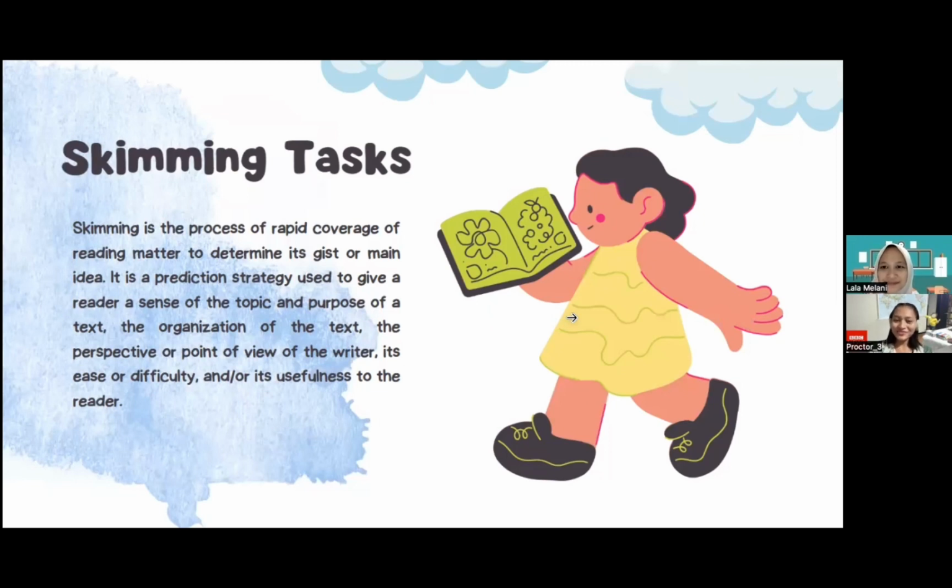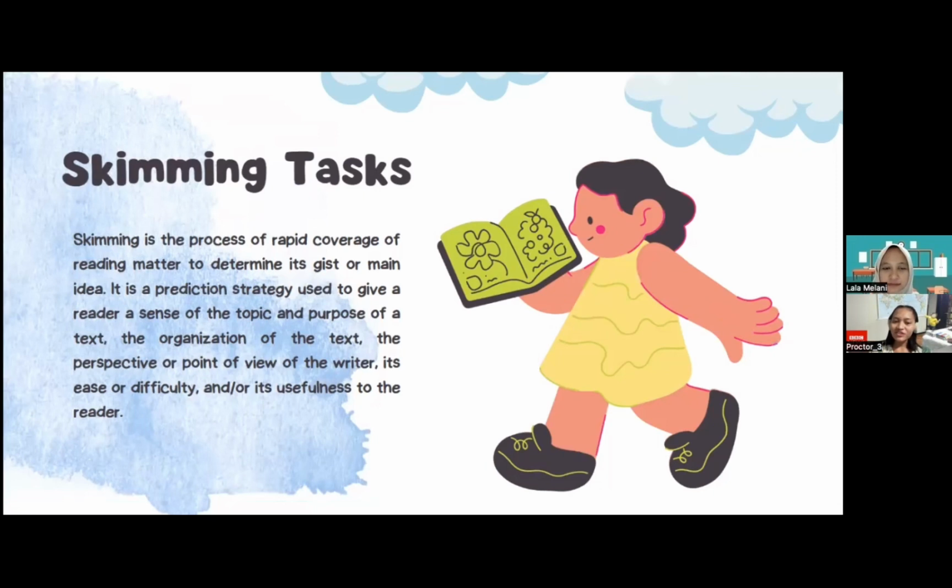Okay, so the first one we have is the skimming task. Skimming is the process of rapid coverage of reading matter to determine its gist or main idea. It is a prediction strategy used to give a reader a sense of the topic and purpose of the text, the organization of the text, the perspective or point of view of the writer, its ease or difficulty, and its usefulness to the reader.